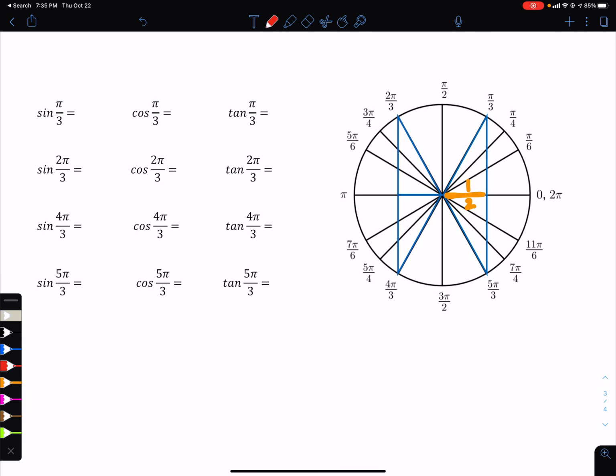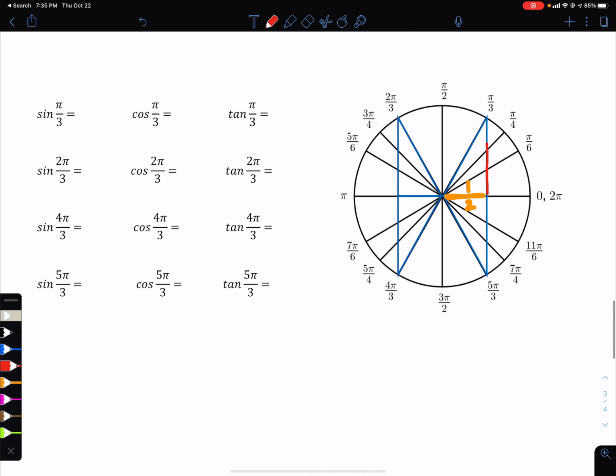The cosine is 1/2, and the length of the y-coordinate is the sine, and we know that one's radical 3 over 2. And because all these triangles are the same, this is radical 3 over 2, this is negative radical 3 over 2, this is negative radical 3 over 2, and this is negative 1/2. So we know for that angle and that angle, the cosine is negative 1/2.